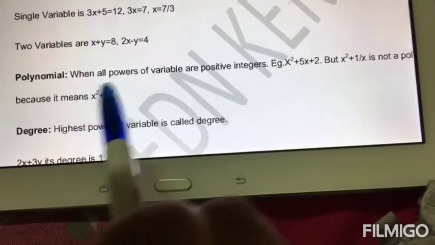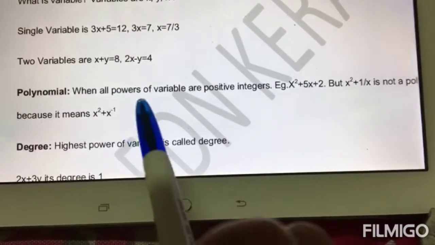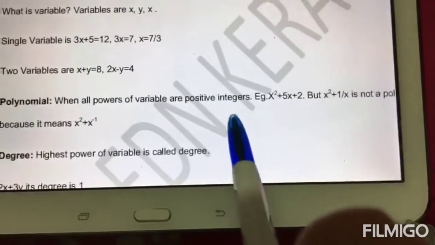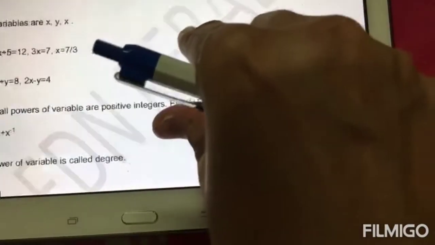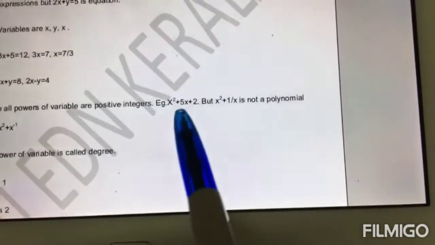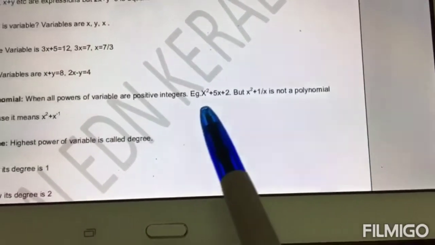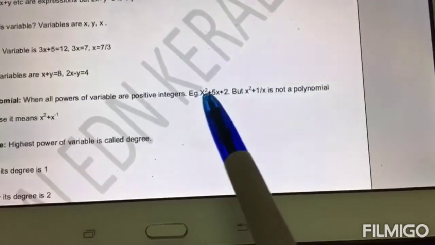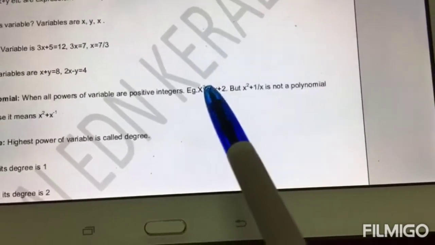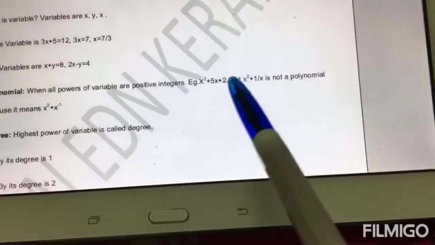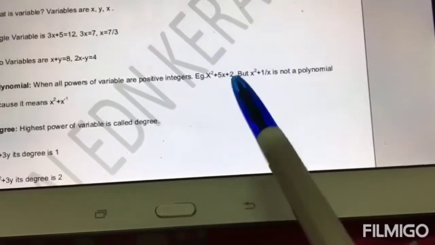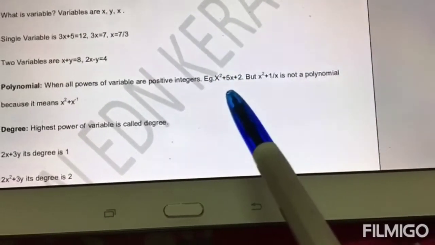Now, what is a polynomial? When all powers of a variable are positive integers, that expression is called a polynomial. For example, x squared plus 5x plus 2. What is the power of the variable here? Well, x has a power 2 and this x has a power 1. They are positive integers. Therefore, this entire expression is a polynomial.